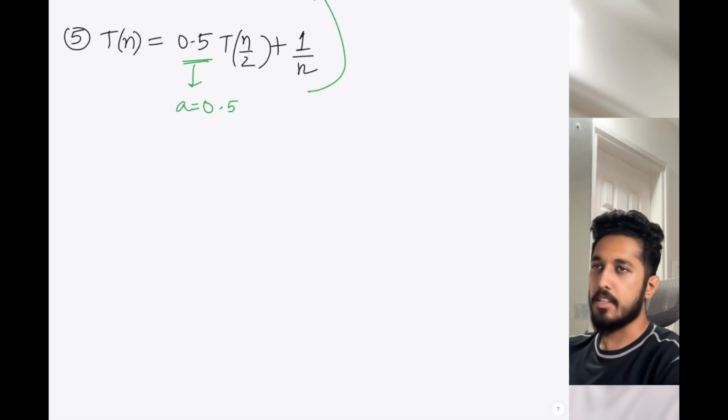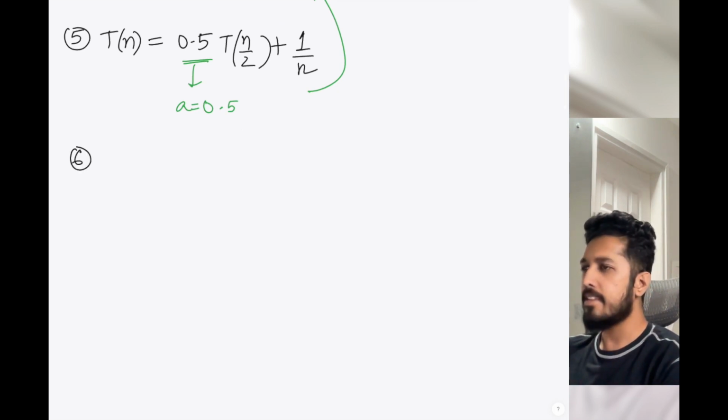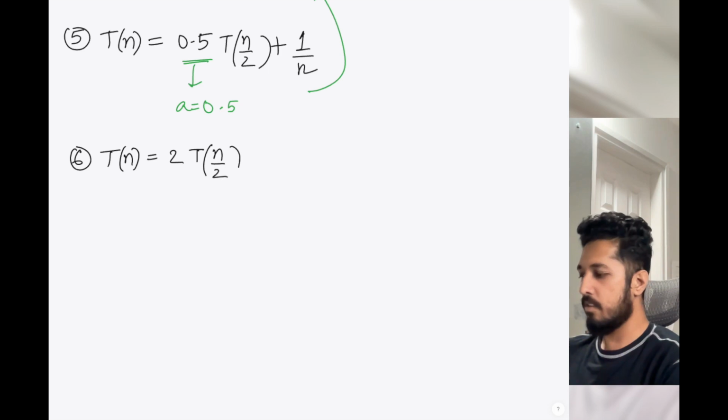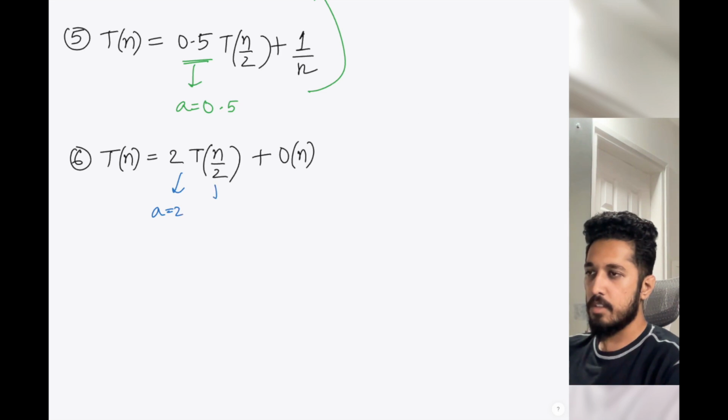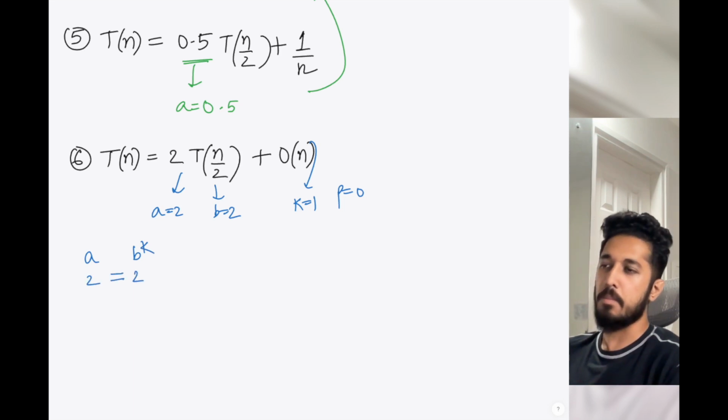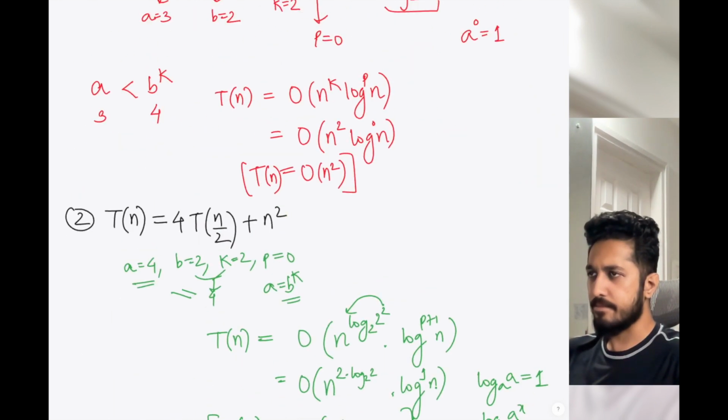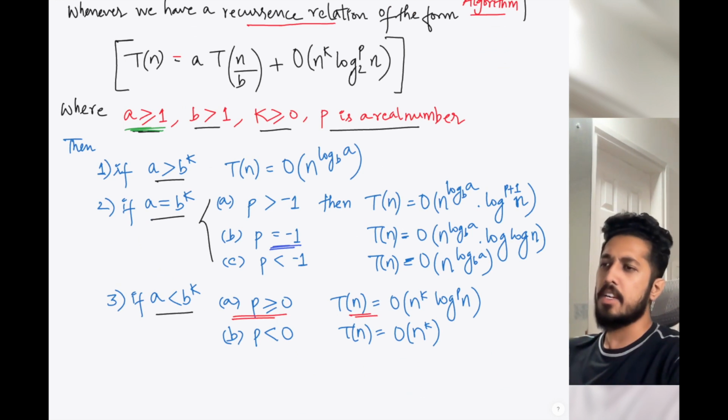Let's jump on to another example. Let's say the recurrence relation given to us this time is 2T of n by 2 plus big O of n. Then a is equal to 2, b equals 2, k equals 1 in this case, and p equals 0. Now a is 2 and b power k is 2, so a is equal to b power k. Therefore, it falls under the second condition again. Under the second condition, we have three subconditions, just like previously: p greater than -1, p equals -1, p less than -1. In this case, our p is greater than -1, since it is 0.